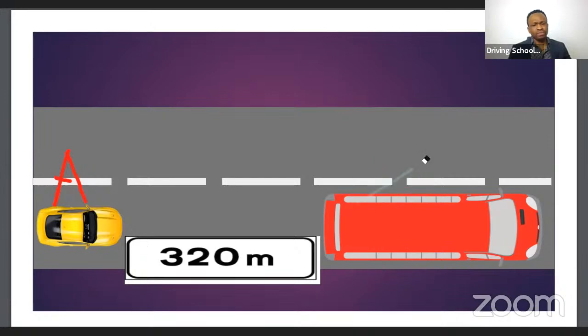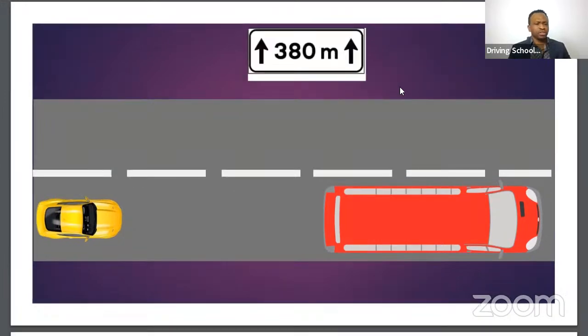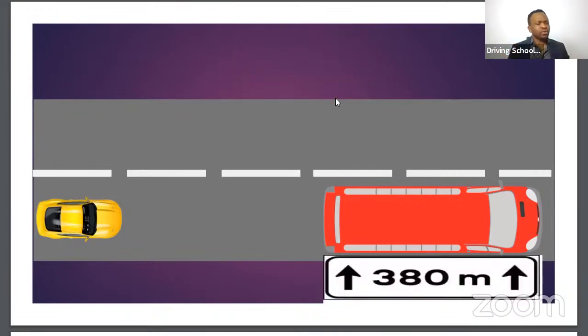Now, having said that, let's proceed to this next one. If you are having this 380 meters with these two arrows pointing from down to up, what is it? What are they referring to? This one is referring to the bus that you are having at your front, the length of the bus.